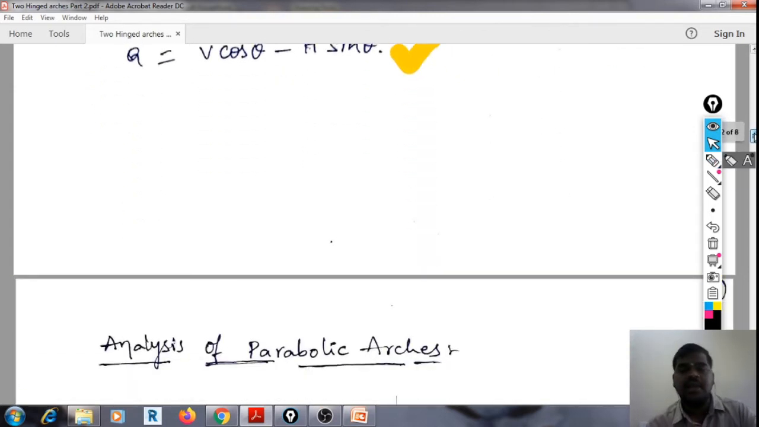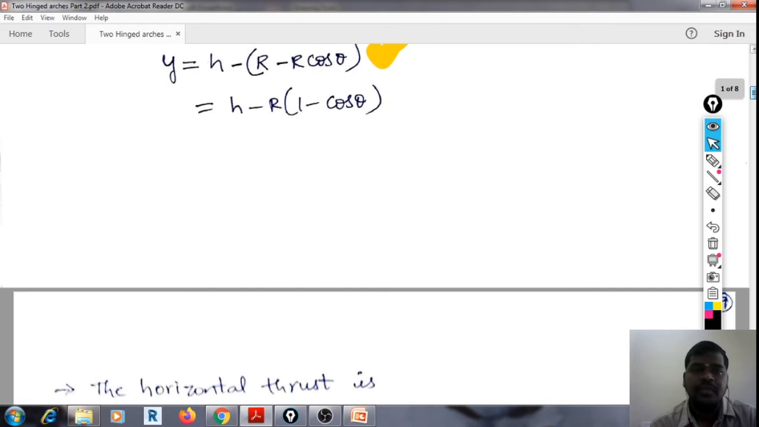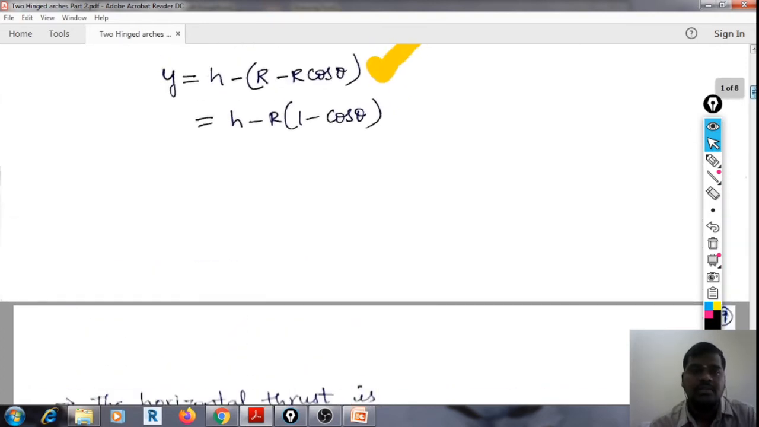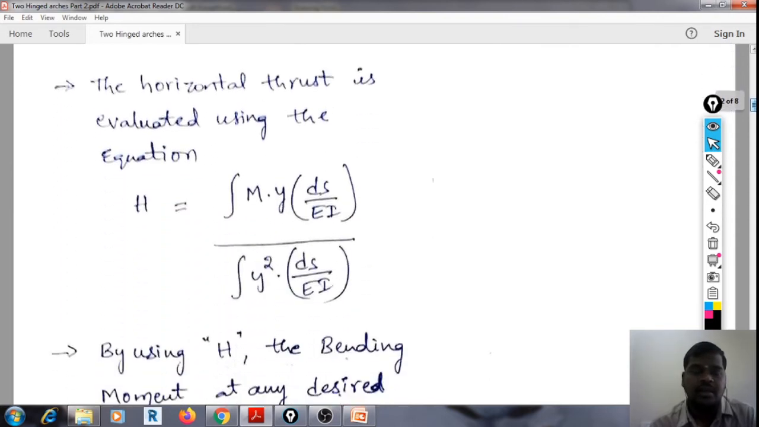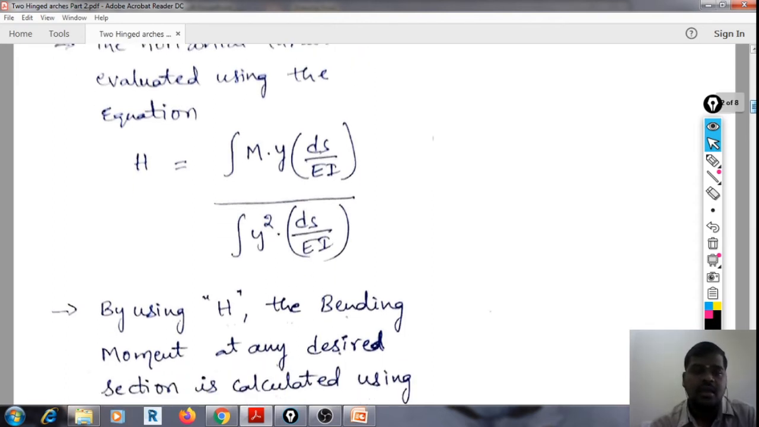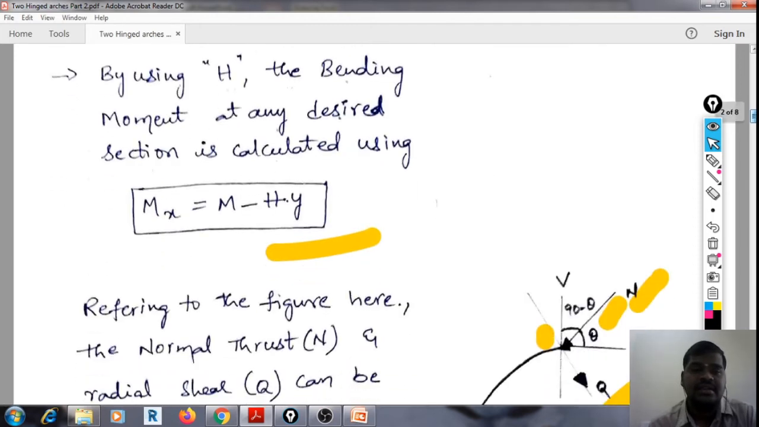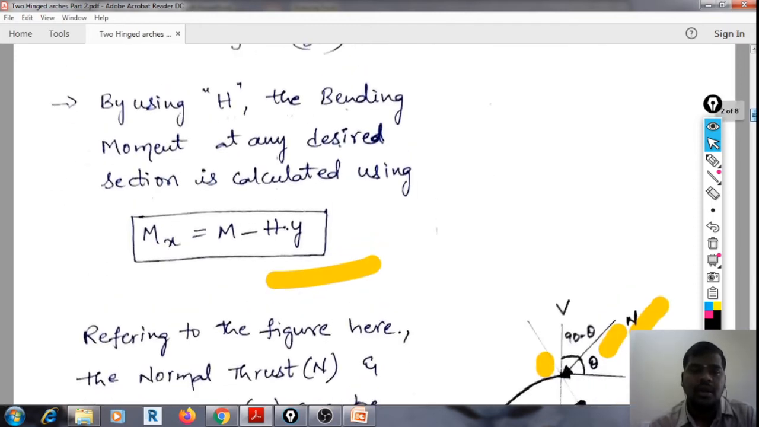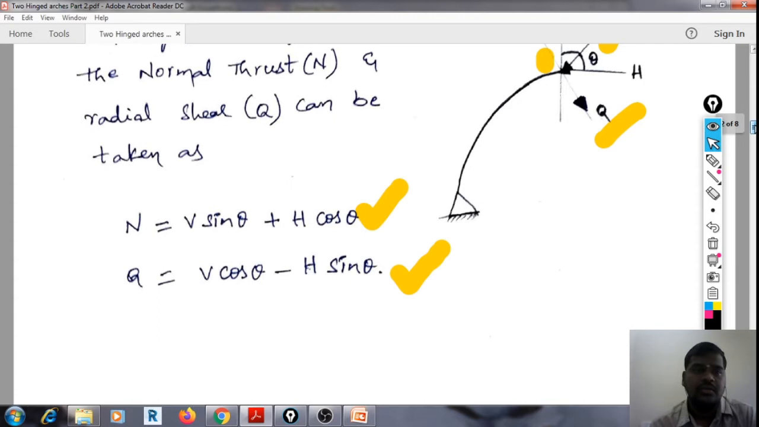So if we want to analyze any circular arch, the first thing we have to do is know y is equal to h minus r into 1 minus cos theta, and we know the H formula, that is, the horizontal thrust we have to find, that is integral M y ds by EI divided by integral y square ds by EI. After finding the horizontal thrust, we have to go for the bending moment at any desired section, that is given by Mx is equal to M minus H into y. After that we have to find N and Q. They are the normal thrust and also radial shear.